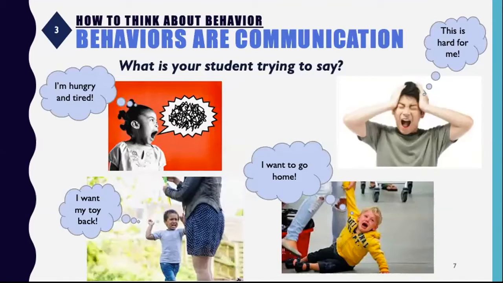The third concept is that behaviors are a form of communication. Your students are trying to say something. It's your job to figure out exactly what they're trying to communicate. When our students don't have effective communication, problem behavior or that maladaptive behavior is sometimes more effective. It's our job to figure out what they're trying to say and then find replacement behavior and teach them effective communication.